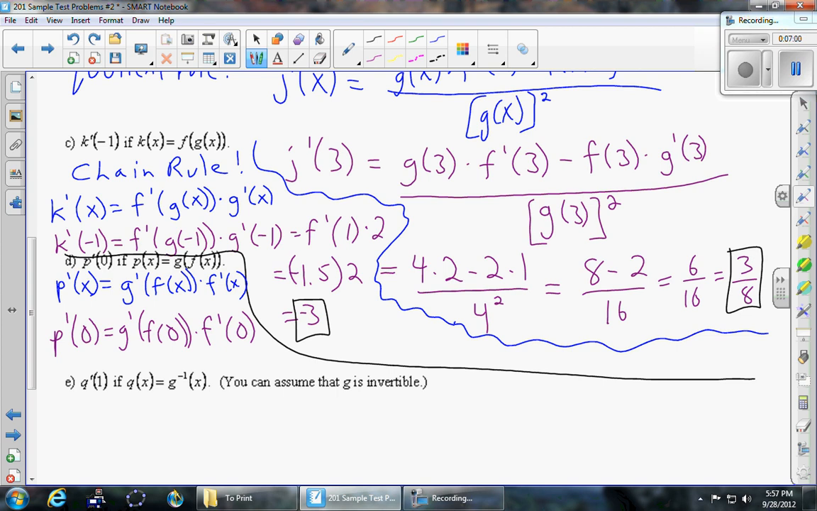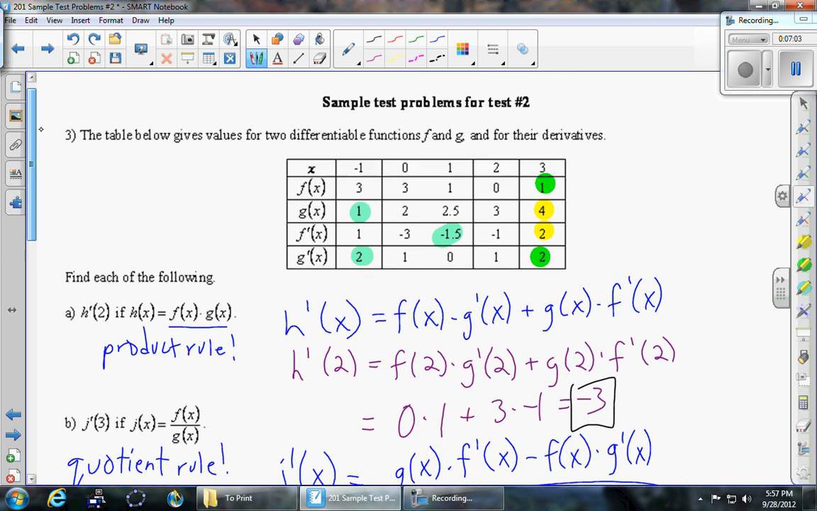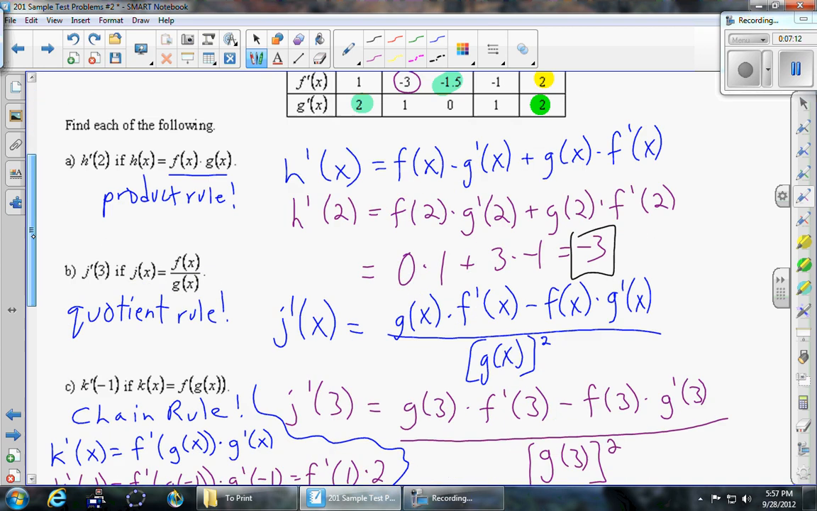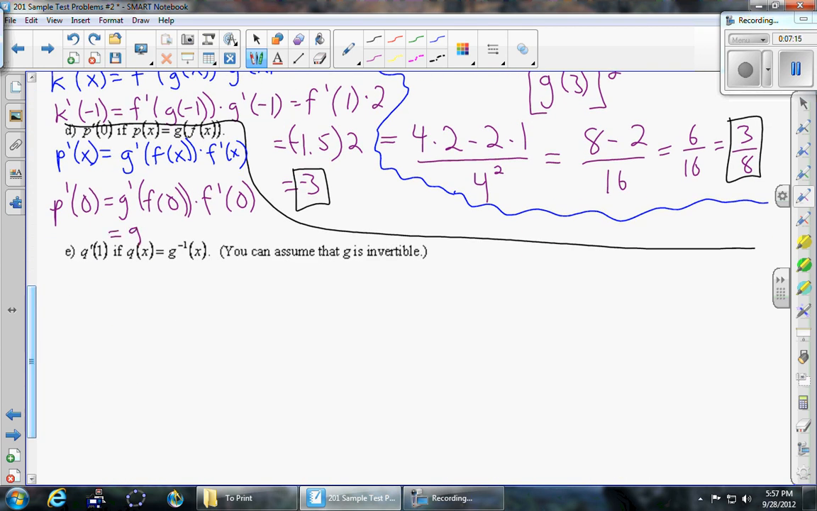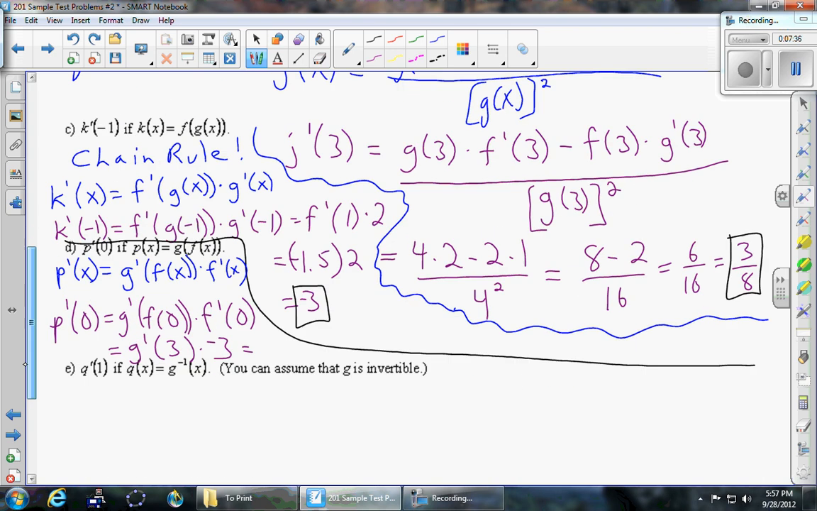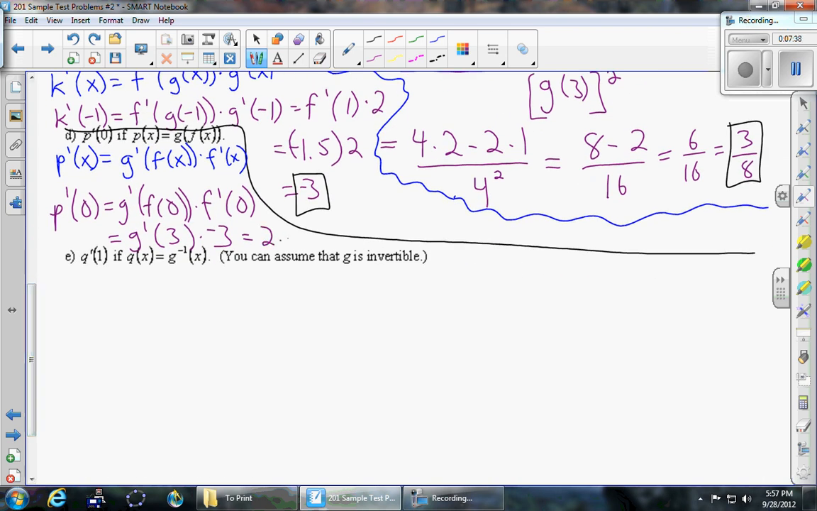So what we need is f of 0 and f prime of 0. So we'll circle these in purple. F of 0 is 3. F prime of 0 is -3. So this is g prime of 3 times -3. And so the last thing we need here is g prime of 3. That's in the table. G prime of 3 is way over here. No, it's not. G prime of 3 is way over here, and it's 2. So this is really 2 times the -3 that was waiting around. -6 is our answer.